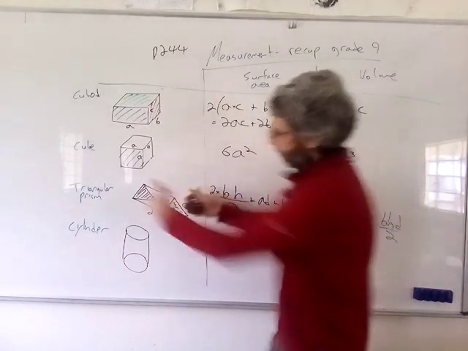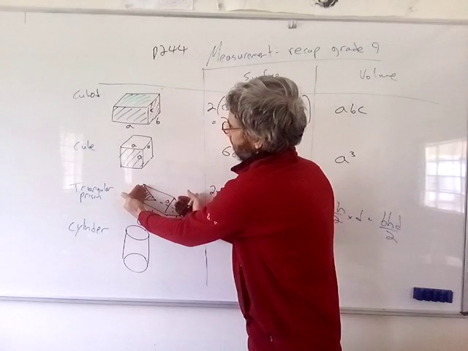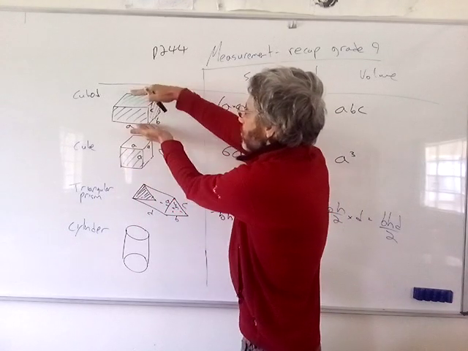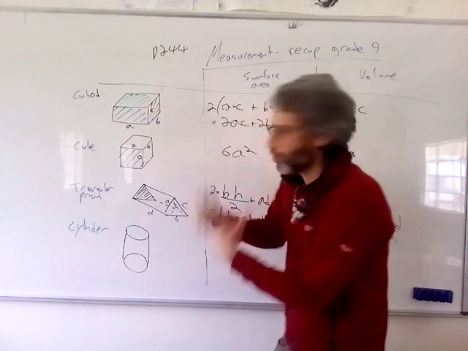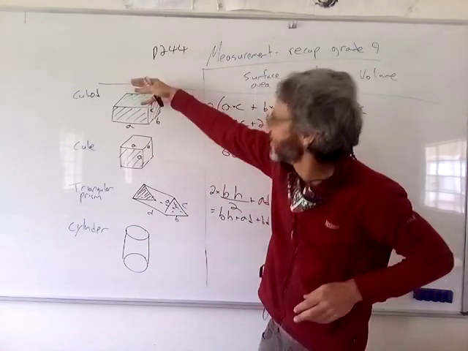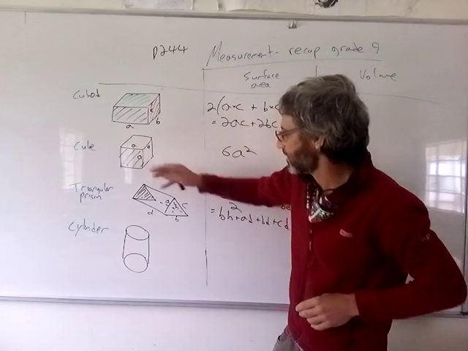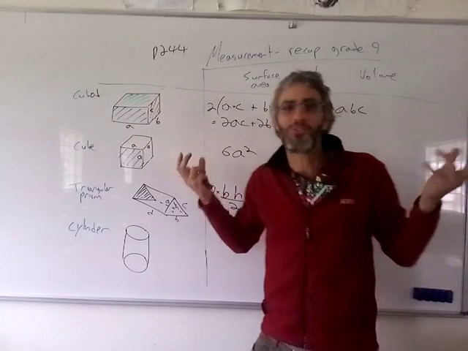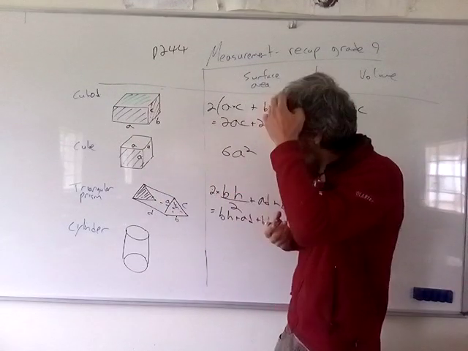You can see you've got two bases here that are parallel and equal, two bases there equal, two bases here equal. It's just the shape of the base that makes it a different kind of prism. That's a rectangular prism, that's a cube, that's a triangular prism, and that's what I call a circular prism. I don't know if you can really call it that, but I call it that.